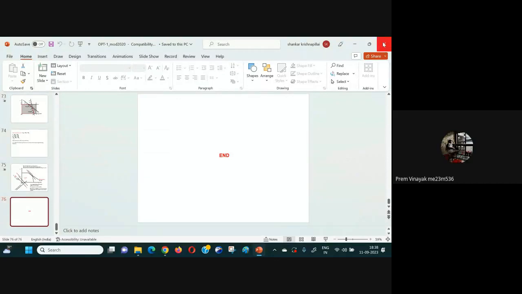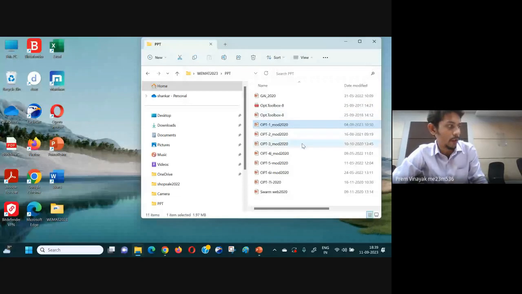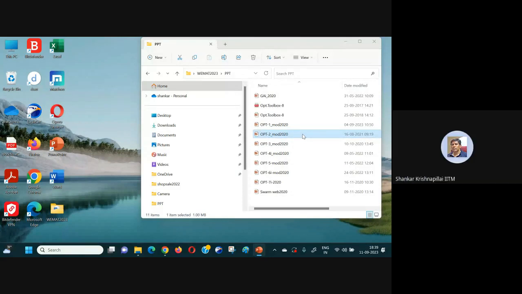Professor, just one query. Okay. Am I audible? Yes. Sir, you were saying in the exam we'll be given a similar assignment wherein we'll have to plot the objective function as well as the contours, right? Yes, sir.